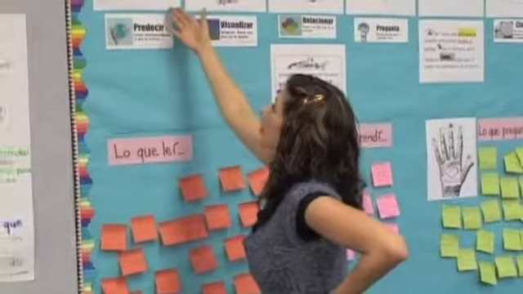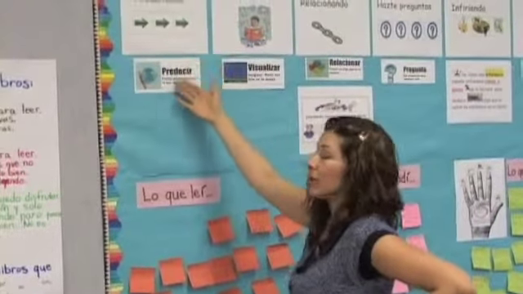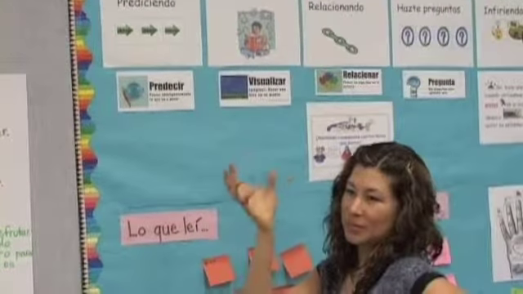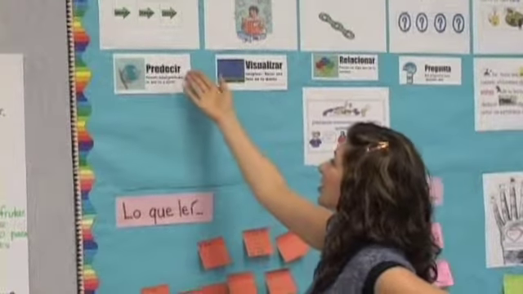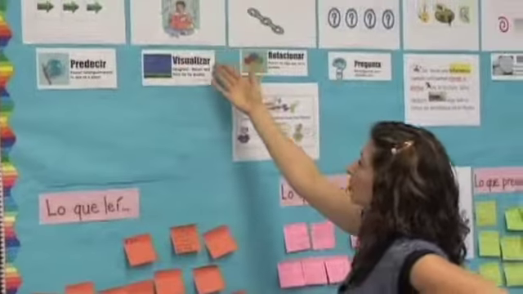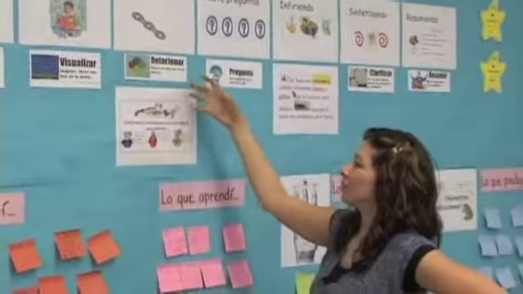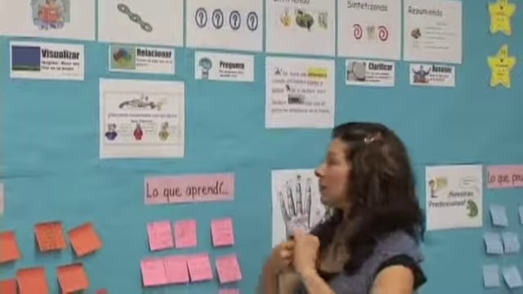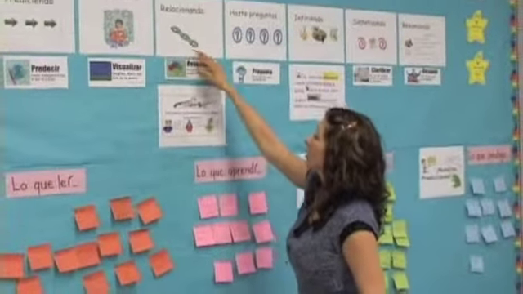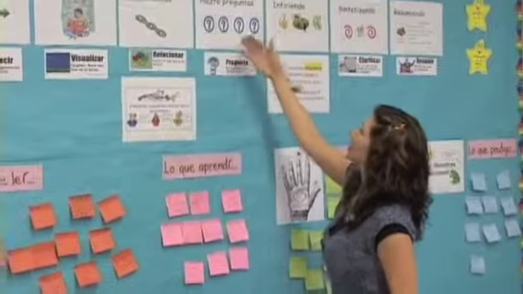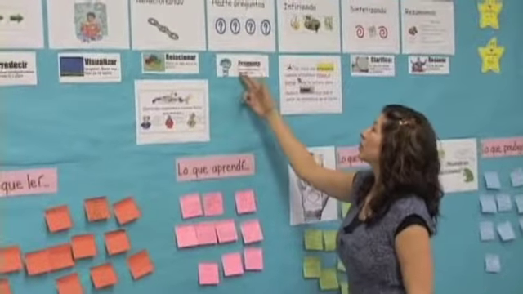So for example, prediciendo, predicting, it says exactly right here, there's a hand holding like a magic ball, just to tell the future. So making a prediction, visualizing while they're reading, and then relacionar, to relate something they already know with something else. So we have the chain here. And then there's even more explanation down here. Asking questions, so we have the question mark.